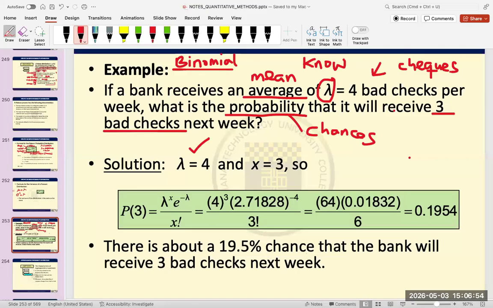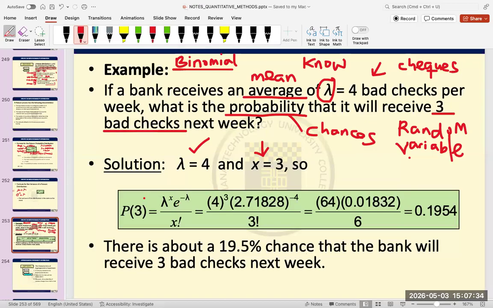Then how do you know the x? The x is the random variable. So the guess is, what is the chance of receiving 3 bad checks next week? Your random variable becomes 3. We don't know, we are just guessing. So once you are guessing, then you are guessing with a random variable. Hence, our x is 3.